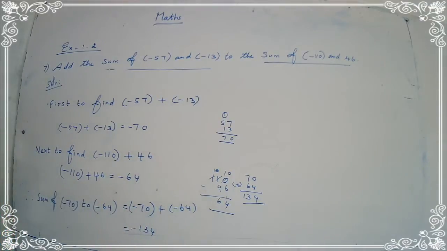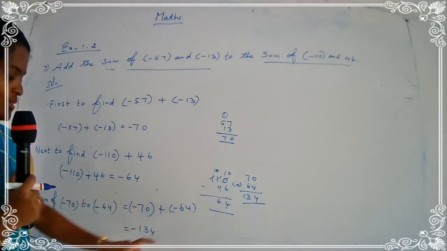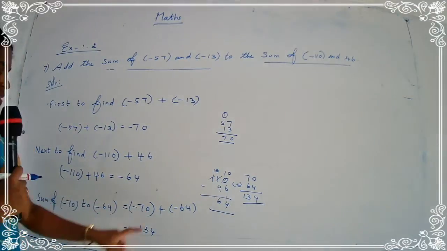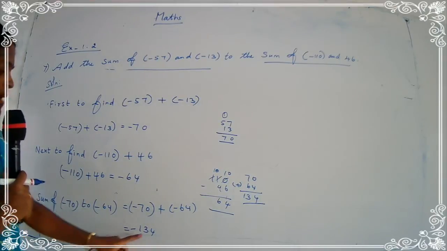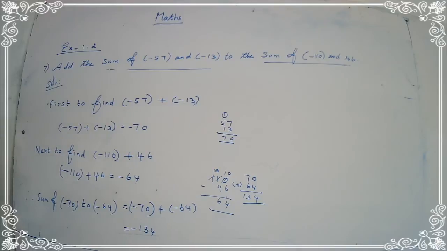Here, if the integers have the same signs, we add their absolute values and assign the same sign. So 70 plus 64 is equal to, your answer is 134. Your sign is minus. So that's why the final answer is minus 134. Okay children, do you understand?